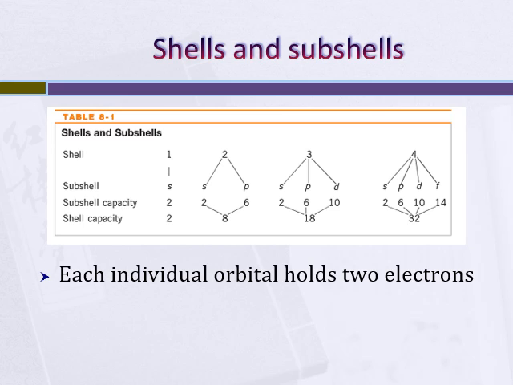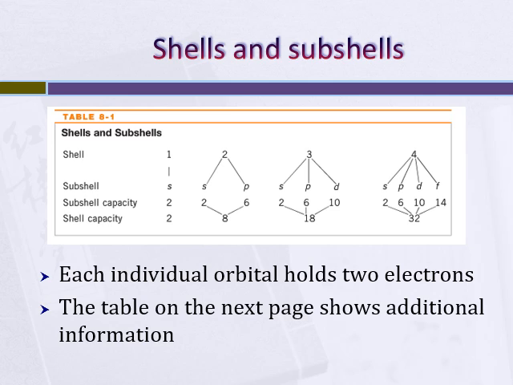If you look at the subshell capacity, you need to remember that each individual orbital holds 2 electrons. There are 3 p orbitals, which is why the p subshell capacity is listed as 6. There are 5 d orbitals, which gives us 10 capacity for the d orbital. There are 7 f orbitals, and the f subshell can hold 14. Here's additional information on the next page.